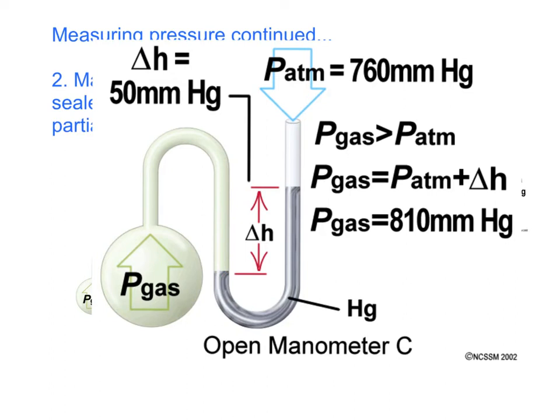So that's 760 plus 50. That adds up to 810. So the pressure of the gas in the container is 810. And we will practice this in class. It's just adding and subtracting, but sometimes it takes a little bit to wrap your brain around what you're seeing. So we'll continue to practice that.